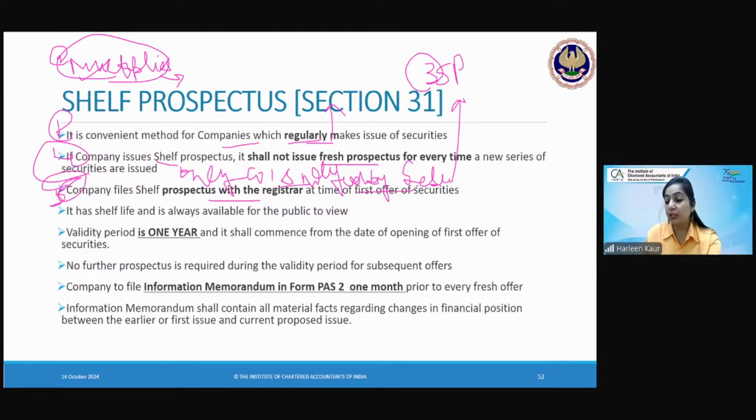Okay, just Shelly said the shelf prospectus is 17 January, absolutely correct, because that is the date when I'm coming for the first offer of securities, and multiple times I'll be raising money. 17 January is the date of offering the security. So I shall file it with the ROC.